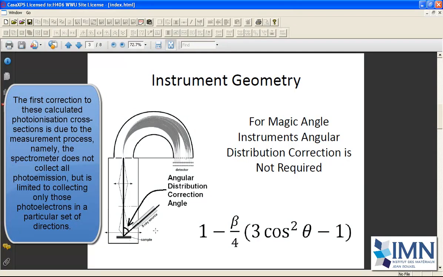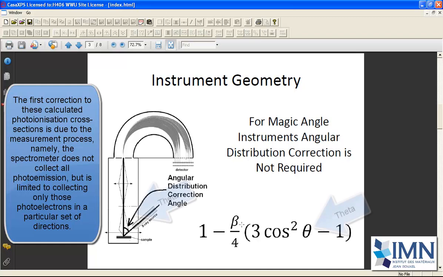The physical process does not emit all electrons equally in all directions, and the fact that we have an axis of the analyzer about which we can collect the electrons, and there are other directions that we do not collect the electrons, we must compensate for the fact that this distribution is not uniform, and the angle between the X-ray source and the angle of the analyzer influences this distribution.